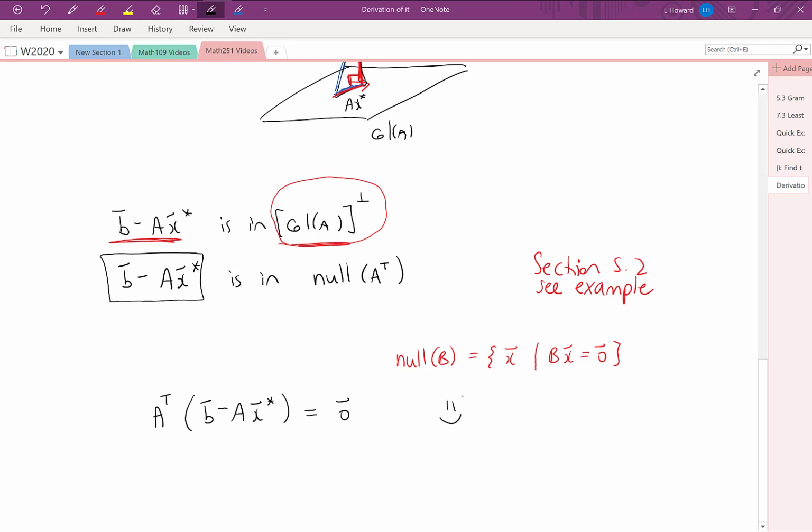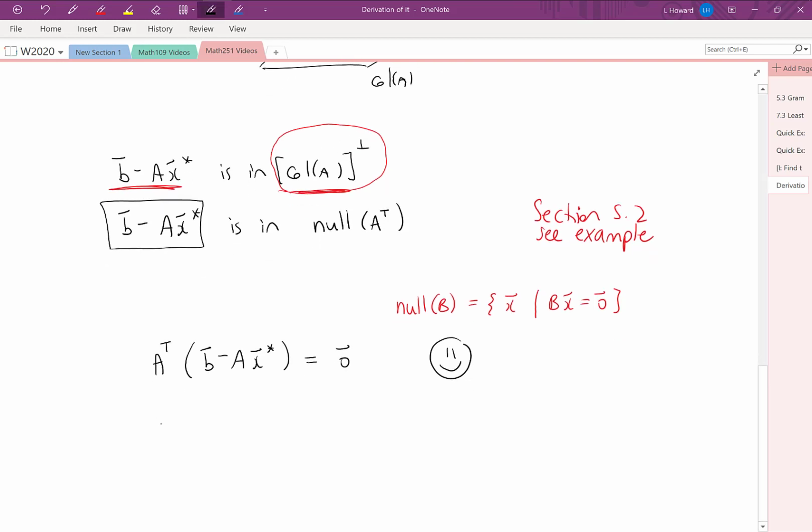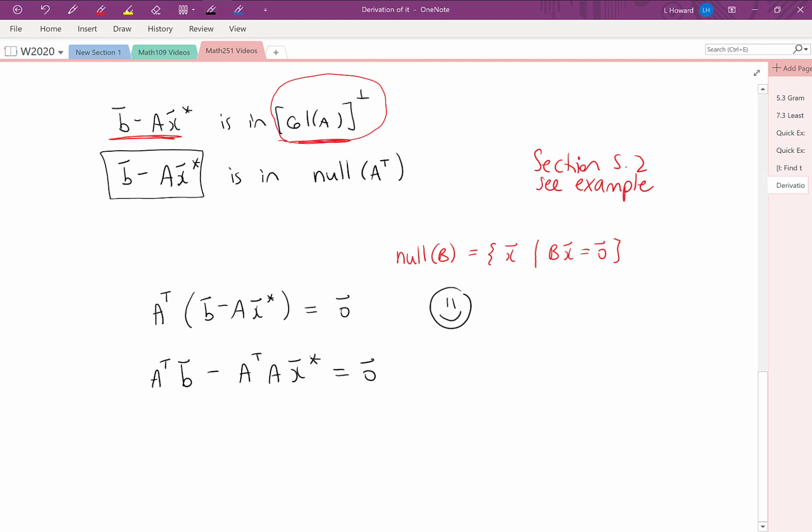So this is making me really happy. This is our first actual equation involving X star, and this is exactly what we're going to use to get our formula for the least squares solution. So let's expand this out. A transpose B minus A transpose A X star equals a zero vector. Let's bring one of the terms over to the other side. A transpose B equals A transpose A X star.